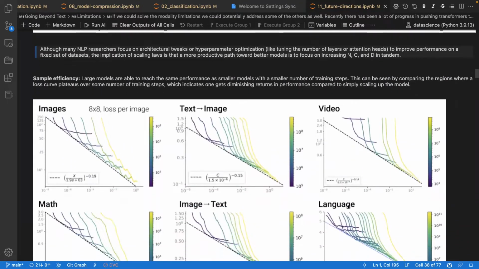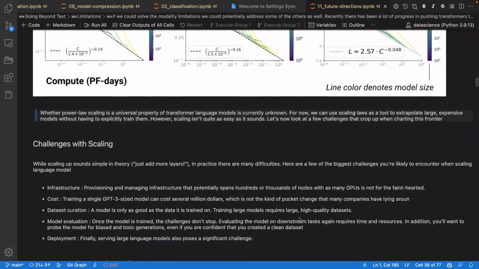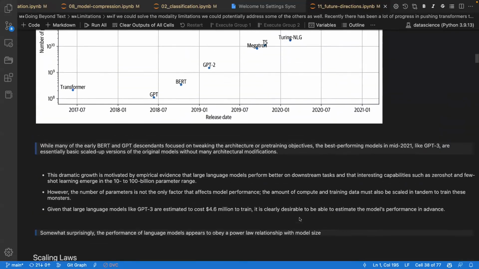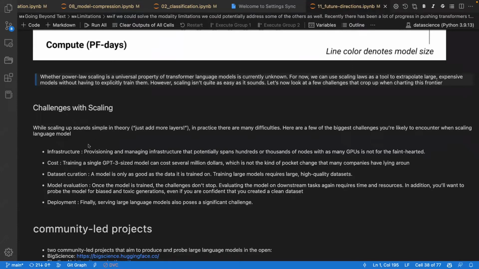They also discuss sample efficiency, that large models are able to reach the same performance as smaller models trained with limited time. And this shows us the compute performance here. These are some of the scaling results. So in a nutshell, what they're saying here is that scaling makes models better. But my understanding is they also talk about some of the challenges with scaling models.